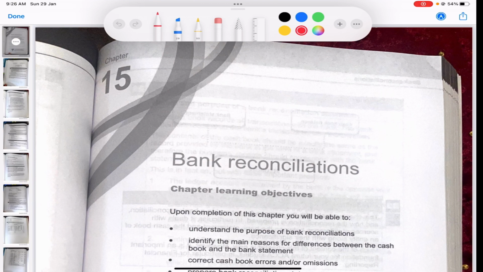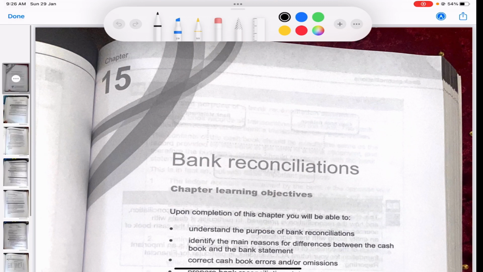So this is a very easy chapter. It is an easy chapter, but sometimes people find it hard. This is going to be a little bit different from what we have studied in the 12th grade, but if you've done that well, then this is going to be very easy for you.